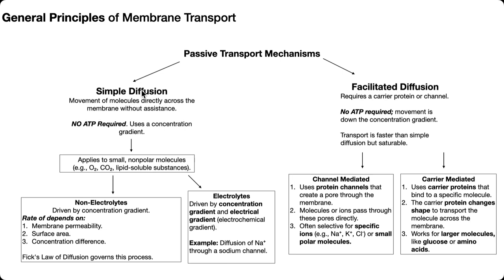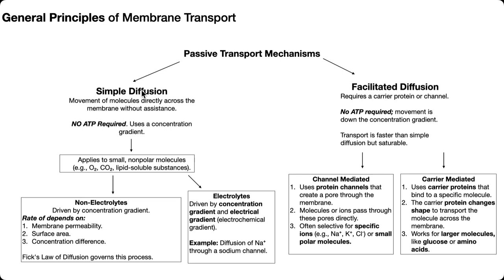In this case, transport's going to be a lot faster than simple diffusion. But the problem here is that it can become saturated. If you don't have enough carriers, if you don't have enough channels, then that will be the fastest it can go through, because you have to have the availability of those proteins in order to transport these materials.